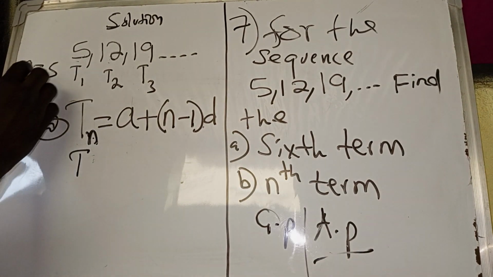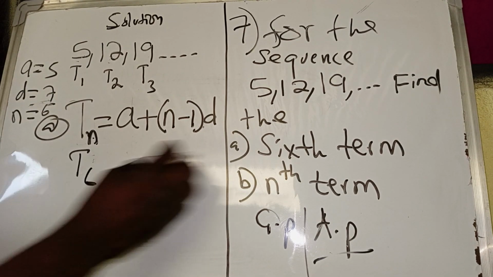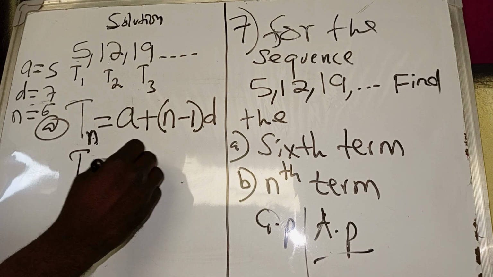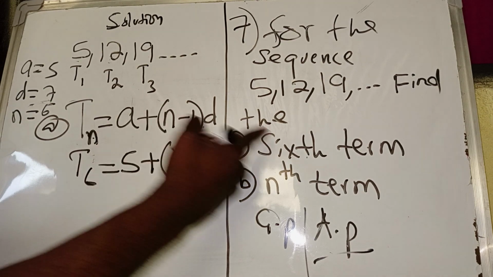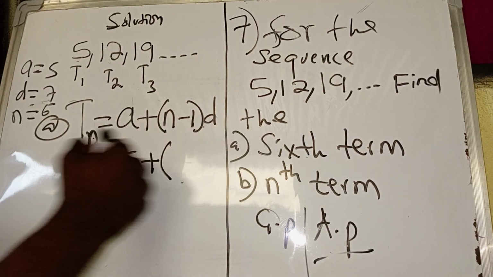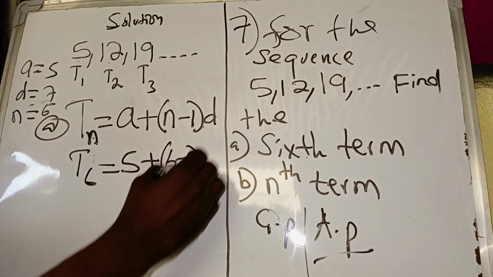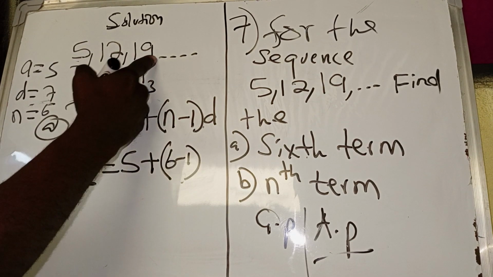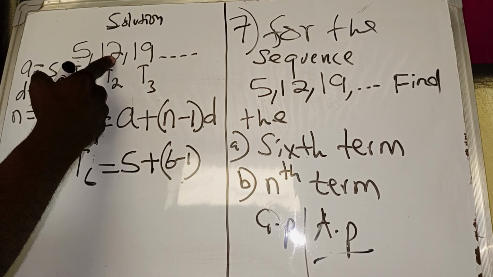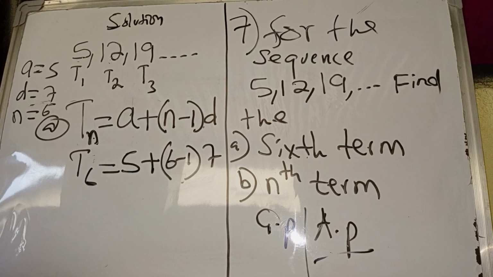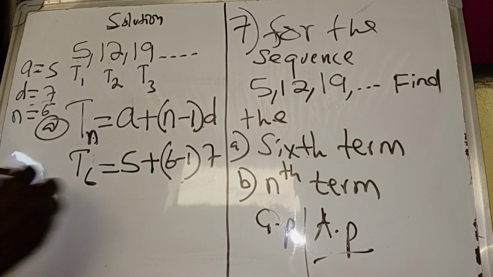Now T6 is equal to a, the first term, which is 5, plus open bracket n minus 1, where we're looking for the 6th term, so that is 6 minus 1, times d. D is the gap between the numbers: from 5 to 12 is 7, from 12 to 19 is 7. Then, what do we need here to simplify and find the answer?